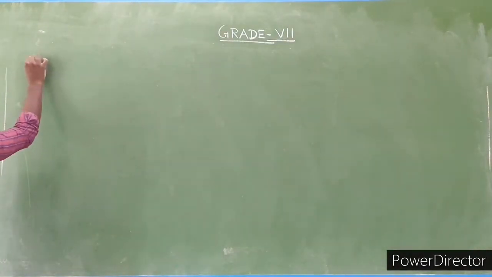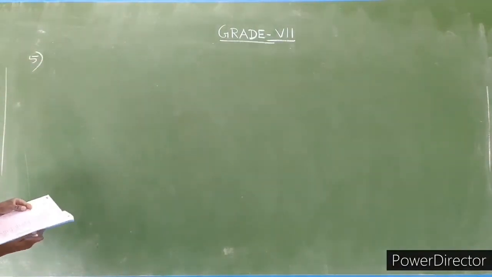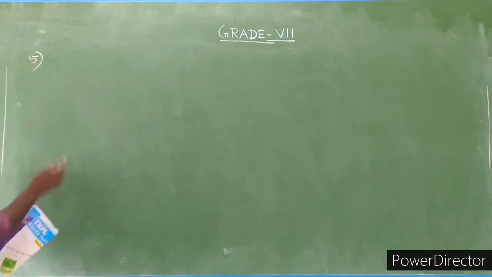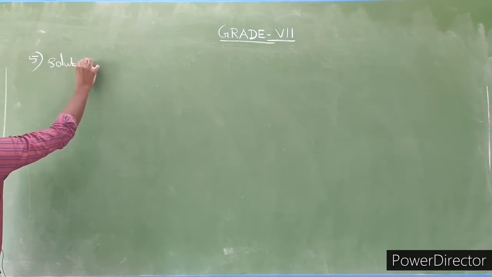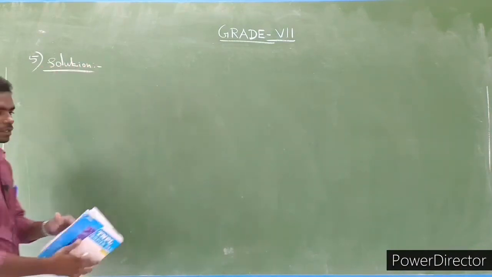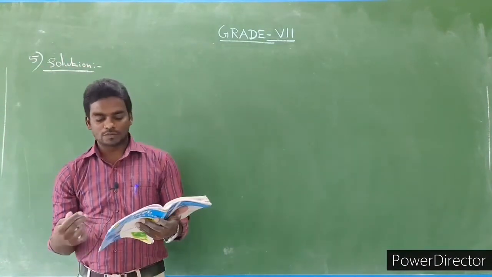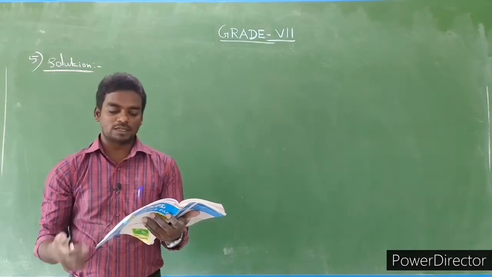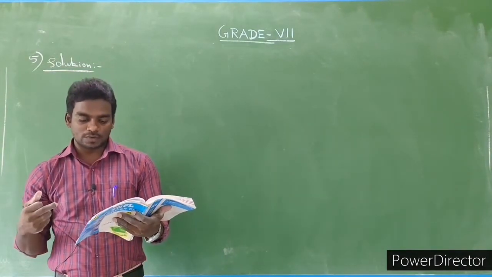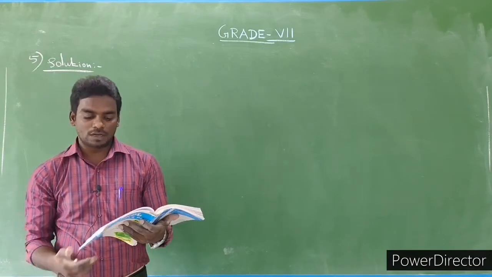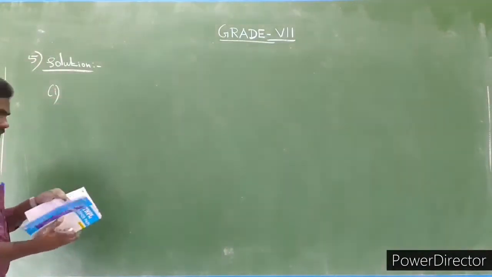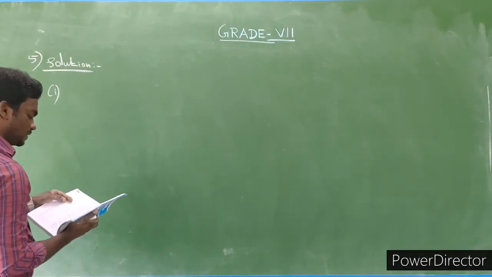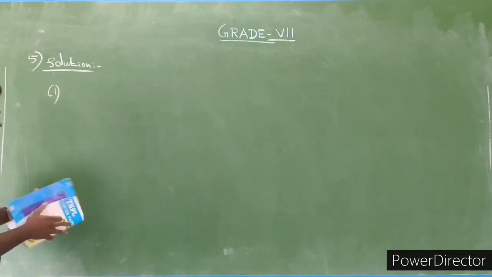Next, our fifth question. What is our fifth pattern? Classify into monomials, binomials and trinomials. We have to classify each as monomial, binomial or trinomial. So first one, what is the first one? 4y minus 7z.